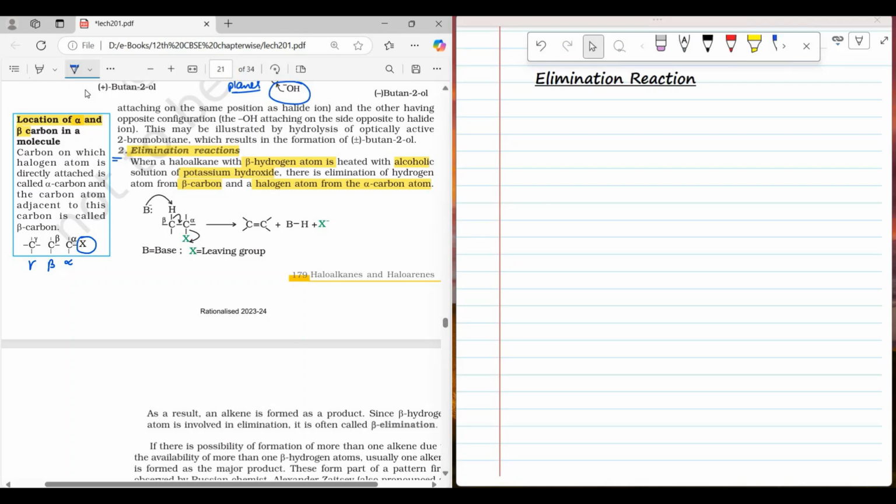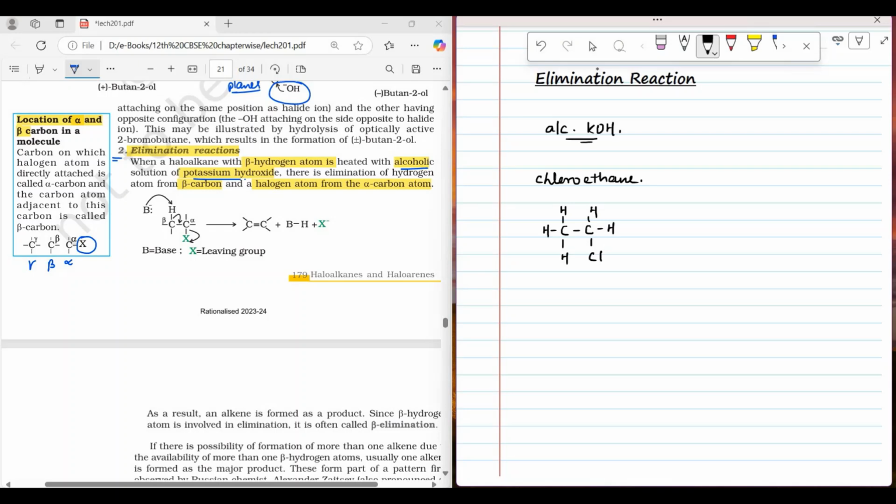Here it is written: when a haloalkane with beta hydrogen is heated with alcoholic KOH. So let's take the example of chloroethane. Now draw the structure of chloroethane. There are two carbons. To the first carbon chlorine is bonded, and at the rest of the positions hydrogen is there. So write down the hydrogen in the rest of the positions.